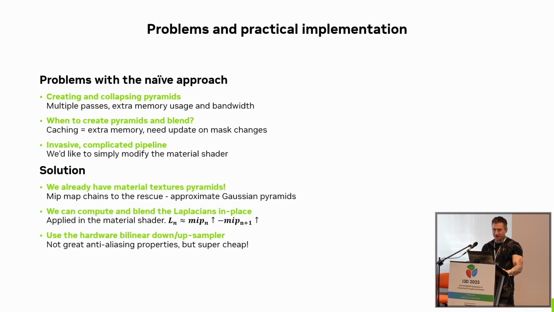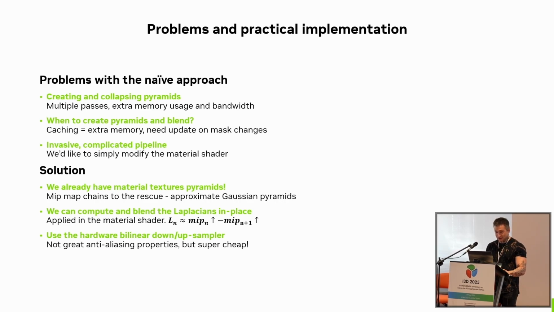I emphasized before that Gaussian pyramids are kind of like MIP maps, and this is the approximation and the assumption that I will use here. I assume that we have MIP maps of the input textures, which is generally true for materials in real-time graphics. And now, we can compute and blend Laplacians in place. Namely, we don't need to create Laplacian pyramid. We can upsample MIP level n and upsample MIP level n+1, take the difference, and this is our Laplacian. And we can use hardware bilinear upsampler for this, which is not great for anti-aliasing, but it's super cheap.